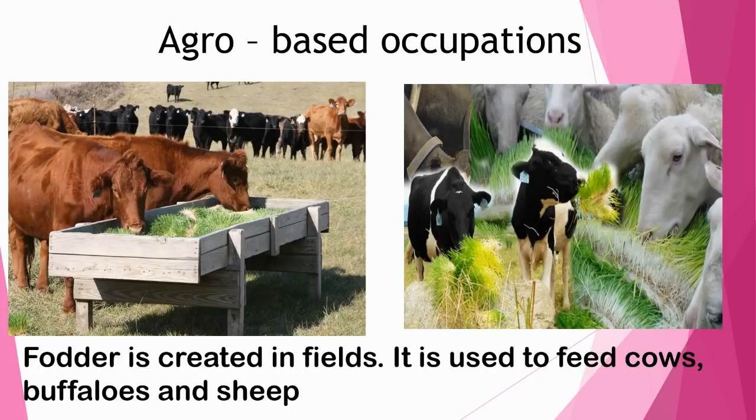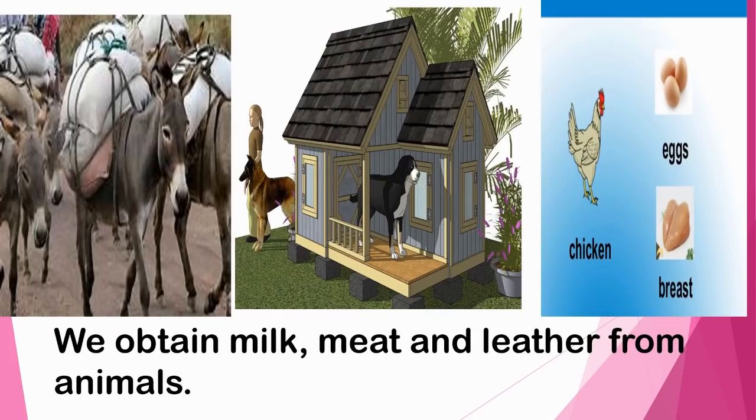Students, agricultural products can be used to undertake many other occupations. Fodder is created in the field. It is used to feed cows, buffalo and sheep. So students, as we cultivate the land, we can raise these animals also. Animals are also important in our life. Some animals help us in obtaining food. Some animals are used for carrying people or goods from one place to another. Some animals and birds are kept as pets like dogs, cats, parrots, pigeons.